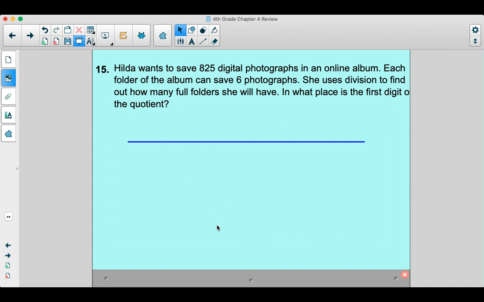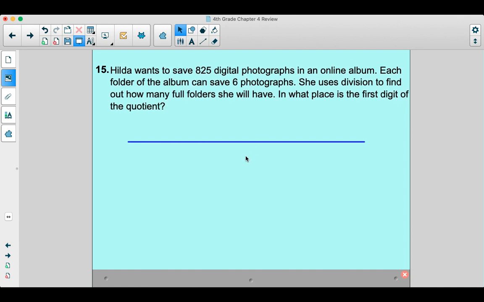Number 15. Hilda wants to save 825 digital photographs in an online album. Each folder of the album can save 6 photographs. She uses division to find out how many full folders she will have. In what place is the first digit of the quotient? All right, so we've got Hilda going 825 divided by 6.